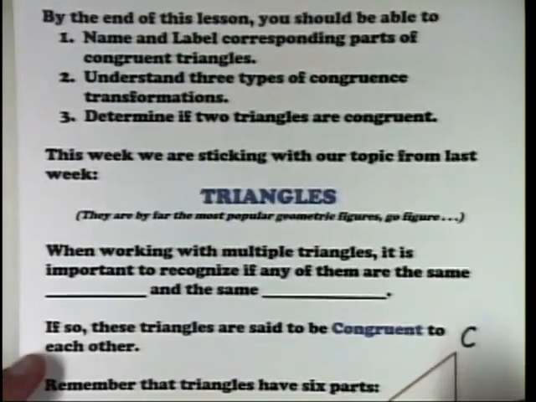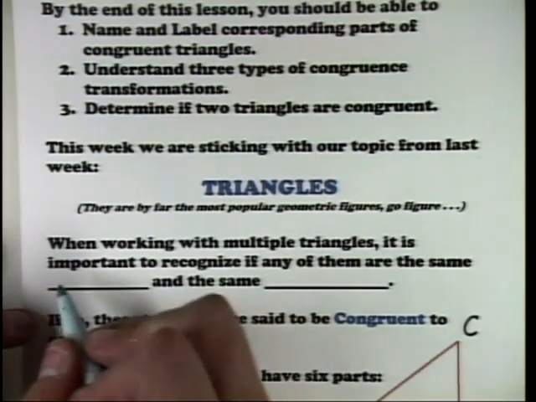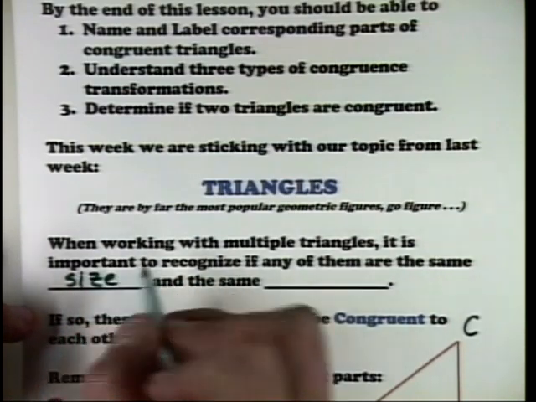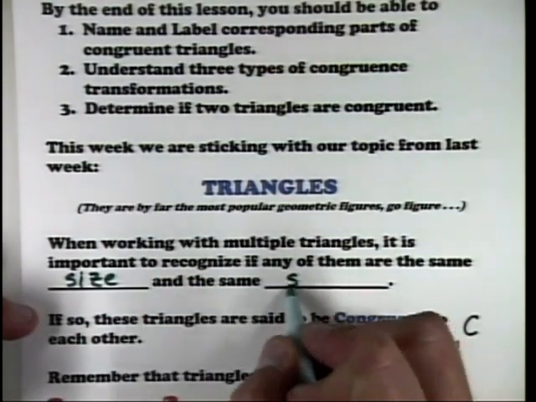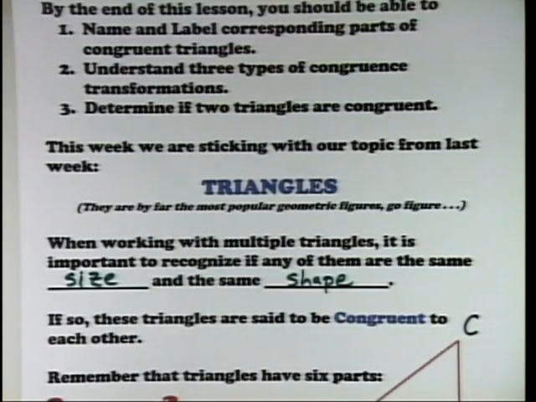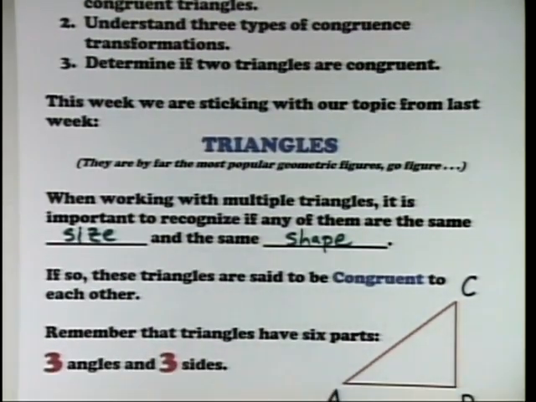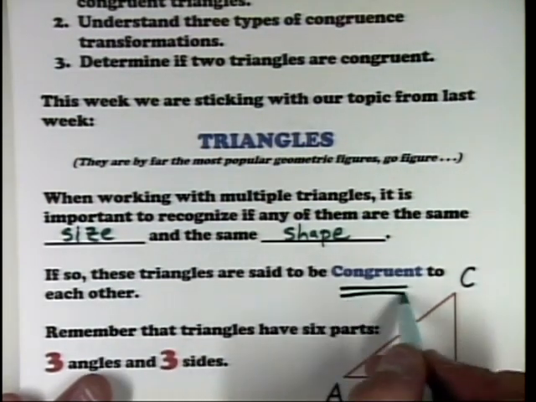Now, when we're working with multiple triangles, more than one triangle, it's very, very important to recognize if any of the triangles are the same size and the same shape. Size and shape are 2 important aspects of triangles when you're dealing with more than one of them. If you have 2 triangles that are the exact same size and the exact same shape, then we can say that the triangles are congruent to each other.